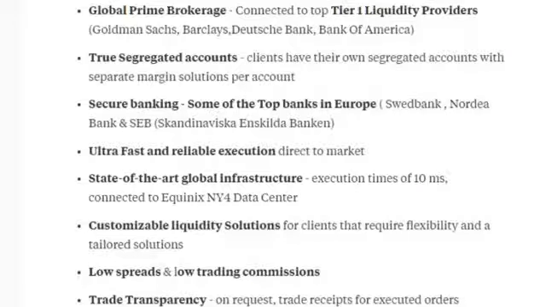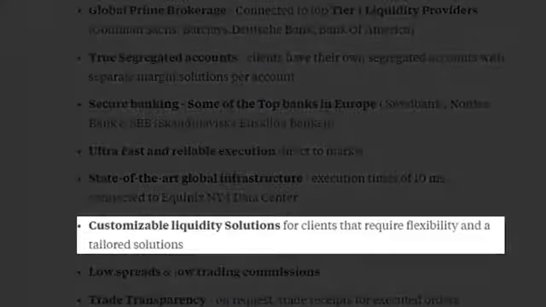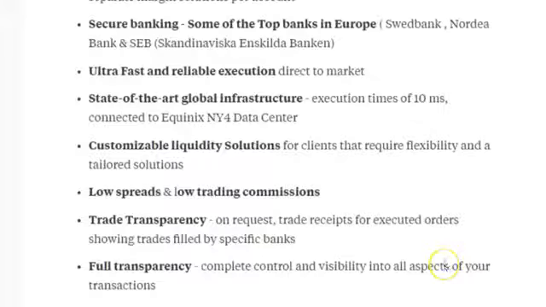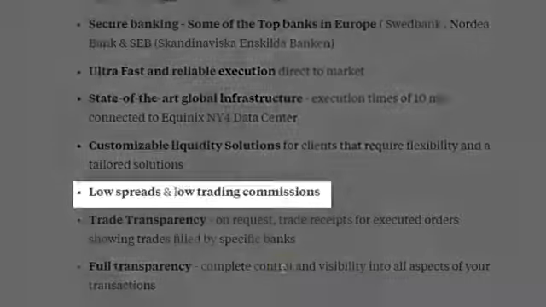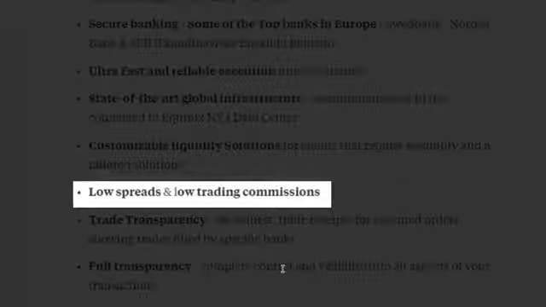Now, if you're a money manager or you're looking for specific liquidity solutions and you want to customize that, they can assist you with that. Very flexible, and they can tailor it to the client's specific needs. As I said, they have low spreads and low commissions.